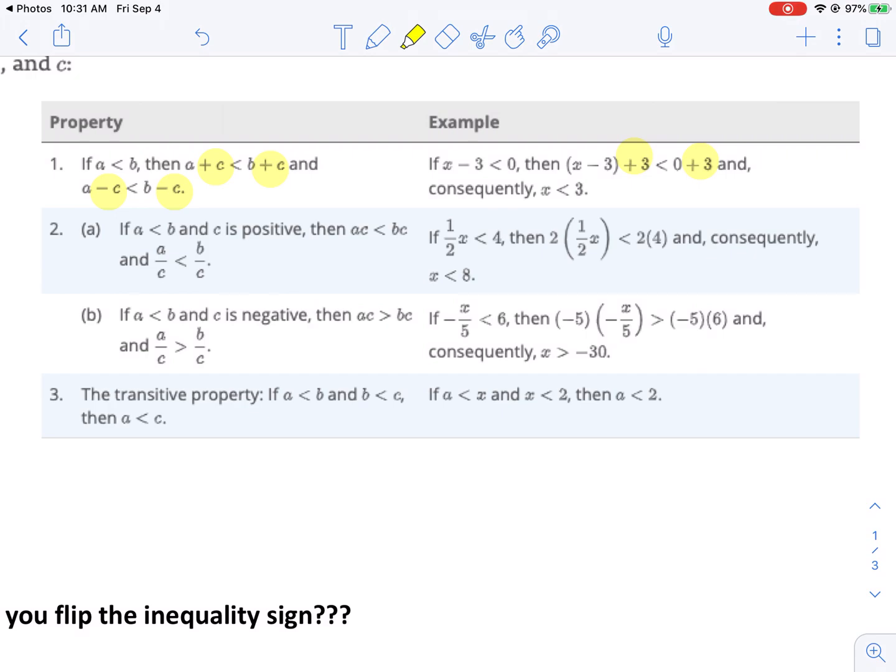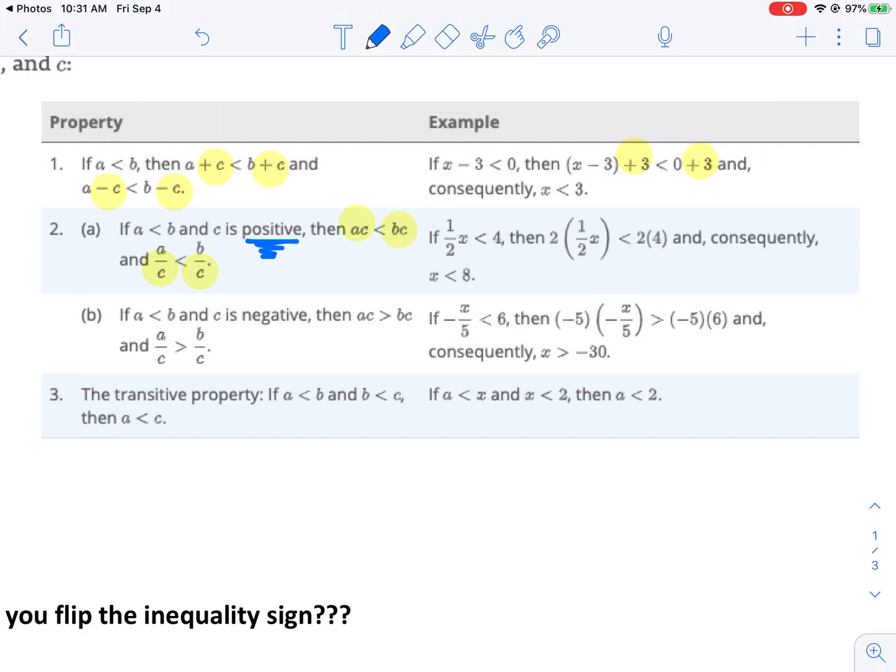The next property is if A is less than B and C is positive, then you can multiply to both sides or divide it to both sides and nothing changes. Notice it says if C is positive. There's an example there for you.